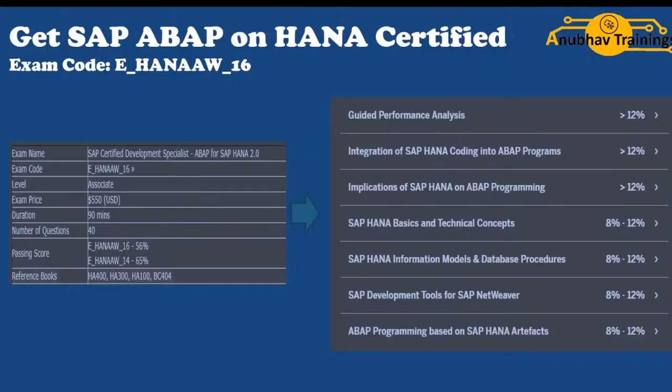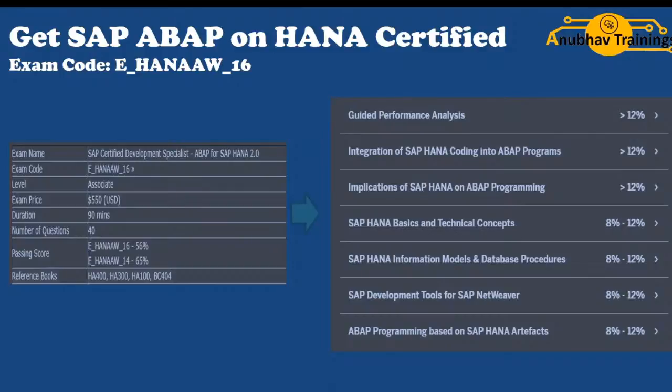The certification code is HANA AW16, which is the latest certification code for ABAP on HANA. As you can see here, among the broad topics in the course breakup, we have guided performance analysis, so-called SQLM and SQL performance worklist monitor. Then we have new ABAP syntax and ABAP programming with the integration of SAP HANA. We will cover concepts of ABAP on HANA and the implications on your programming. We will learn HANA basic concepts, including modeling, views and SQL scripting.